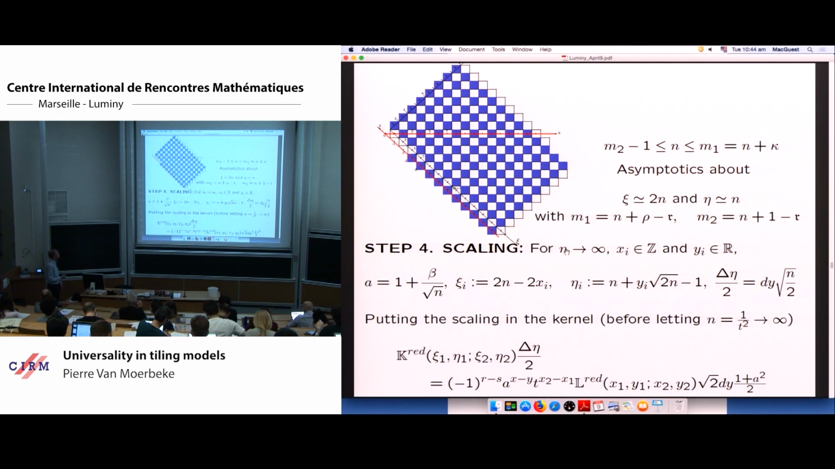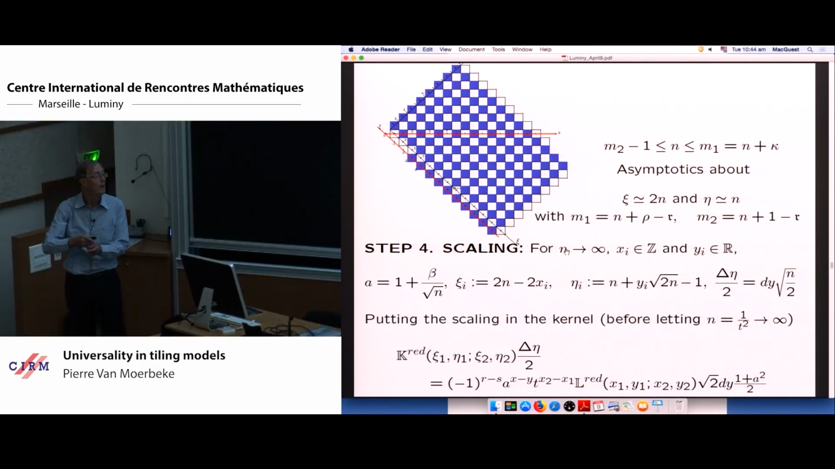Anyway, so then this is the scaling. Remember this A is a discrepancy of probability between horizontal and vertical. That's A scaled like this. The xi variables are scaled about 2n. This is now a discrete variable xi, so the xi will remain a discrete variable. The eta I scale like n plus a square root 2n scaling, okay? That means in that direction it is square root of 2n. It's discrete in that direction, but it's square root of 2n scaling in that direction.